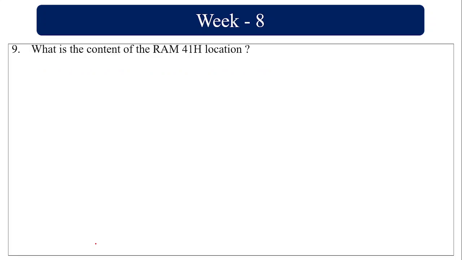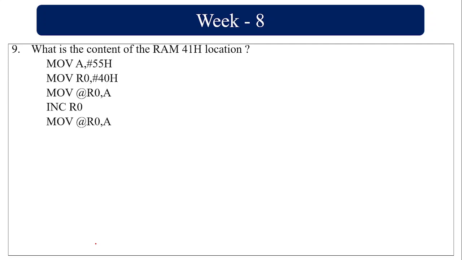So what is the content of RAM location 41? So move A, 55, move R0, 40, move at R0, A, increment R0, move at R0, A. So 55 is moved to your accumulator, then 40 is moved to your R0 register. Move at R0 is indirect addressing. The content of the accumulator is moved to the memory location which is stored in your R0. That is, 55 will be moved into at R0.